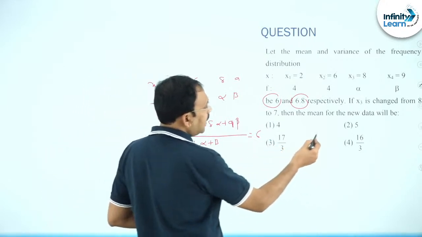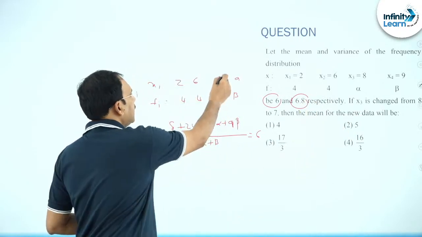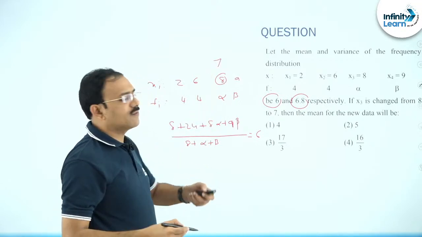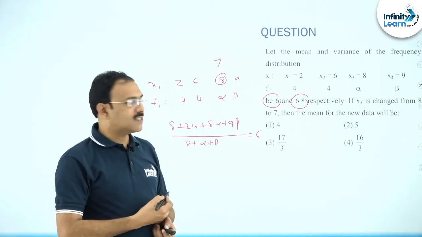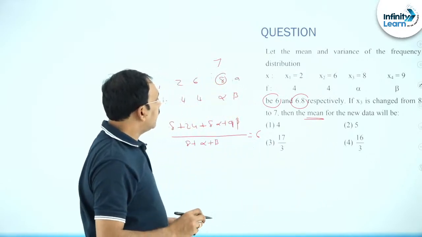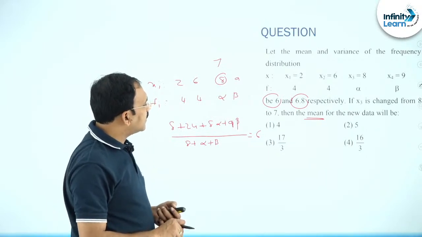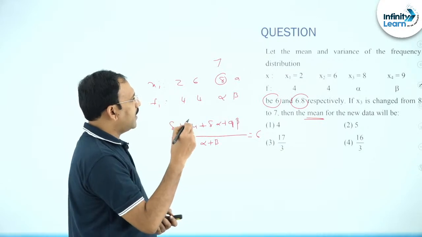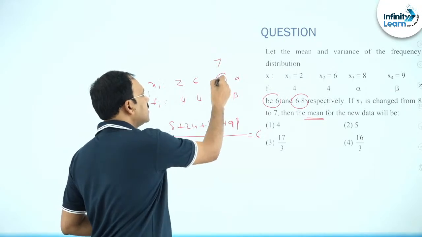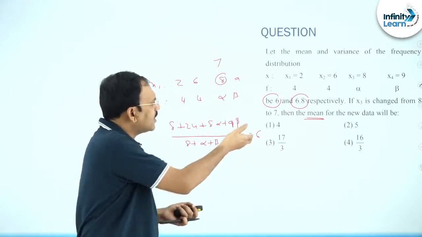Now, x3 is changed from 8 to 7, that means you need to prepare another data. In place of 8 you have to replace 7, then the mean of the new data. Once you know alpha, he is just asking the mean, so it is enough, friends. If 8 is replaced by 7, it means totally one alpha item will reduce, and you can easily find the average.